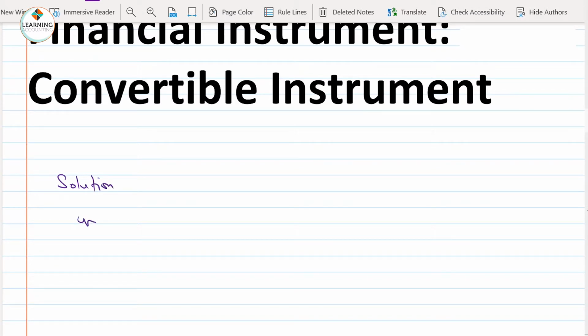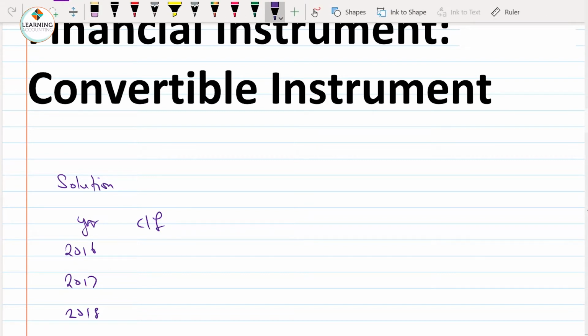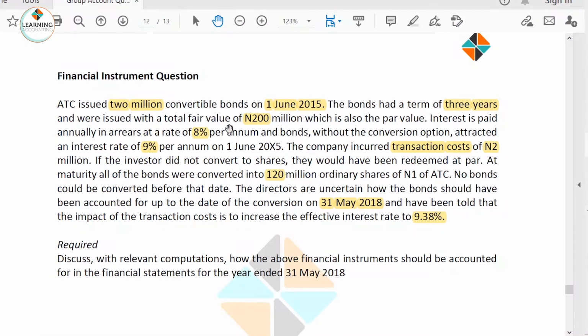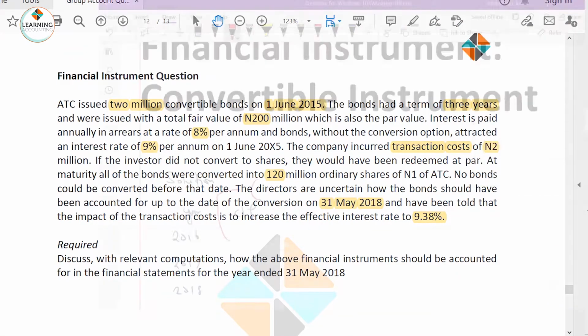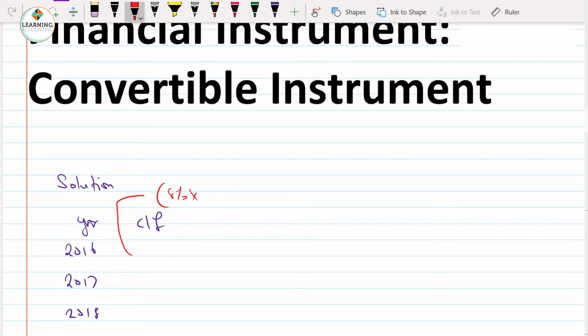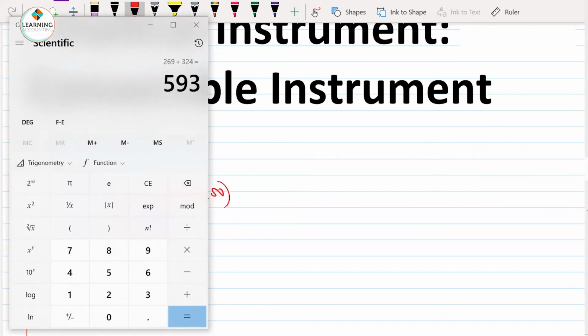We have the years. So the instrument, we have 2016, 2017, 2018. We have the cash flow. Now the cash flow on the instrument is the nominal interest, which in this question is 8% on 200 million. So we have 8% times 200 million. Of course, I'll be abbreviating the figures in million terms. So 8% of 200 million, of course, that should give us 1.6.